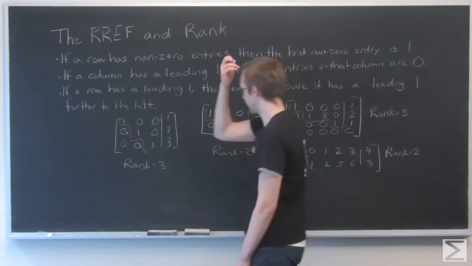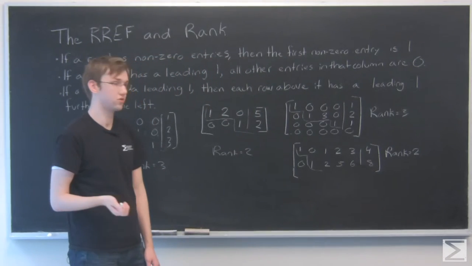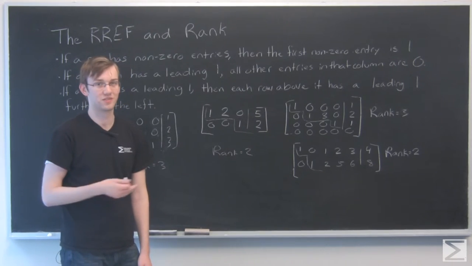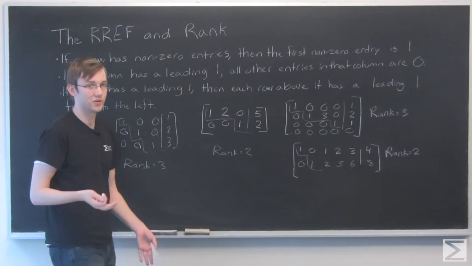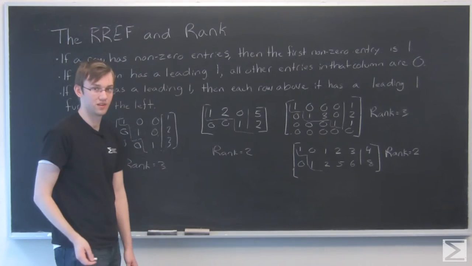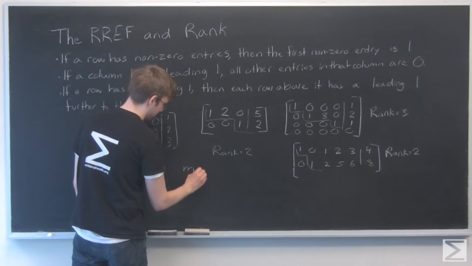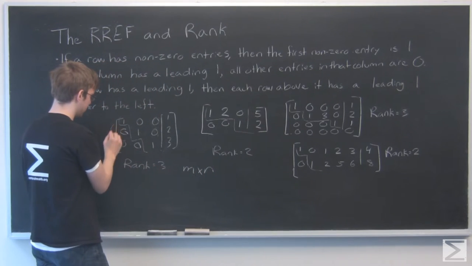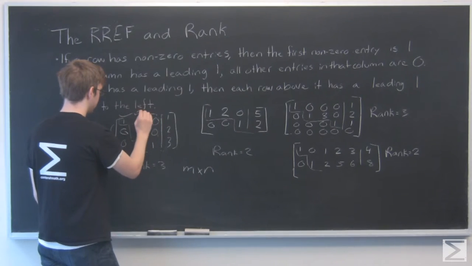So the rank of a matrix is tied to how many solutions it has. It doesn't tell you a whole lot, and you can't really know the rank until you get it into the RREF form. But you'll notice if we have an m by n matrix, where m is the number of rows, and n is the number of columns.